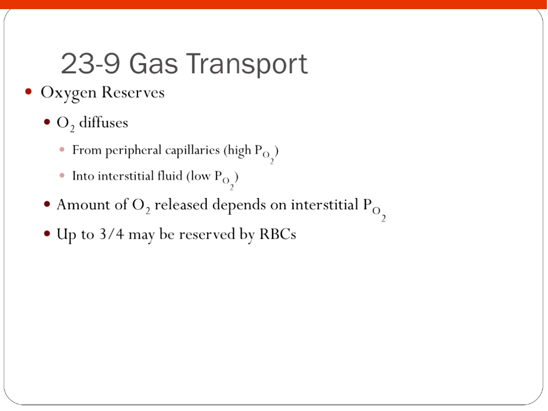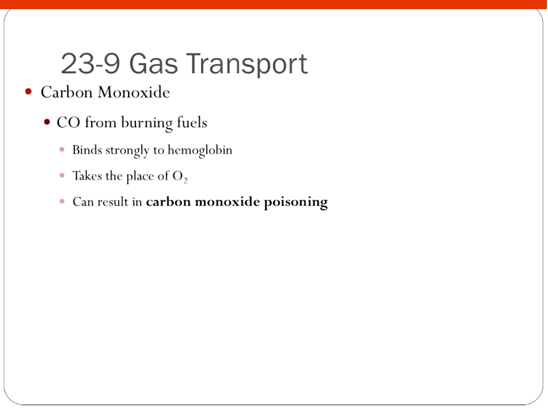So we understand that oxygen diffuses from peripheral capillaries, which have a high partial pressure of oxygen, into the interstitial tissues, which have a lower partial pressure of oxygen. The amount of oxygen released depends on the interstitial partial pressure of oxygen. We've already talked about how gases like to move from areas of high pressure to low pressure. As far as our oxygen reserves are concerned, up to three-quarters may be reserved by the red blood cells, so it doesn't all get dropped off at one tissue at one time. And that's really all this slide and this discussion is saying.